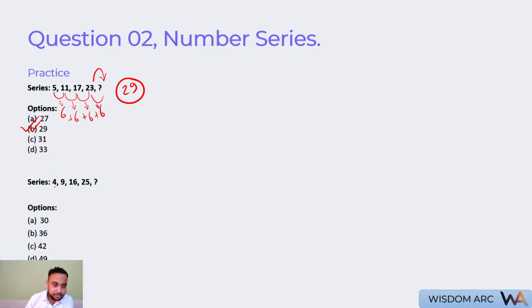Next, what's the difference between 4 and 9? It's 5. What's the difference between 9 and 16? 7, right? What's the difference between 16 and 25? It's 9. So 5 is a prime number, 7 is a prime number, but 9 is not a prime number. But all of them are odd numbers in a pattern, in a series. So here will be another odd number. 25 plus 11 is 36. You will have your answer 36.